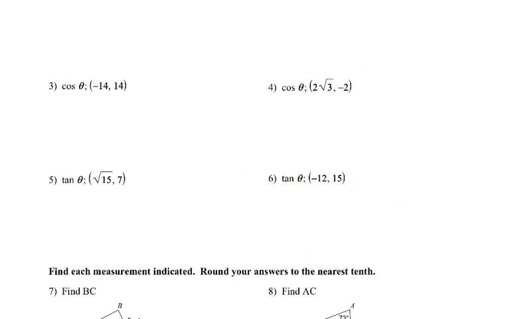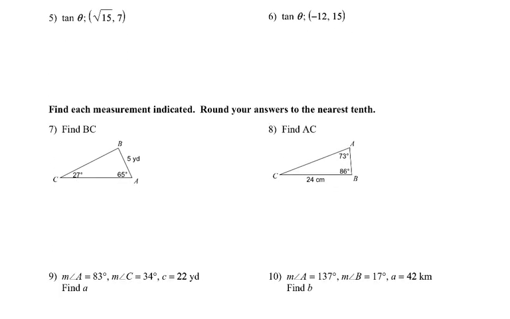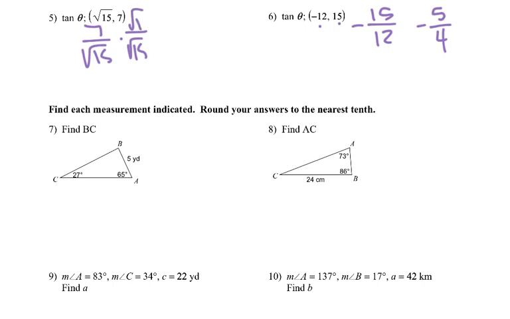Now tangent we like the most, because tangent is just the y over the x. So like number 6, y over x, I get 15 over 12, negative. Can I reduce that? Yeah, to 5/4, negative. Okay, 5 is a little bit harder, 7 over square root of 15, which we don't like that square root of 15 being on the bottom, so I end up getting this instead. But tangent is definitely the easier out of all of those.